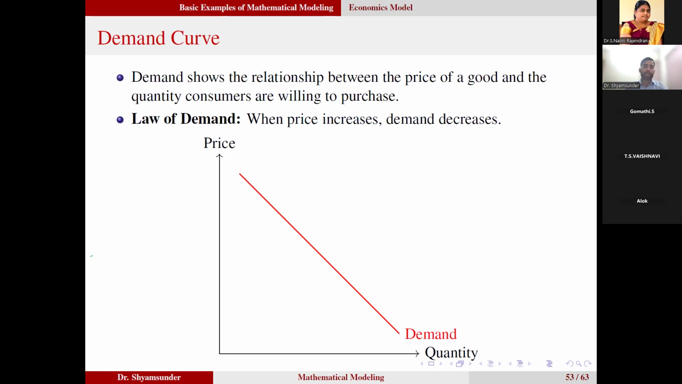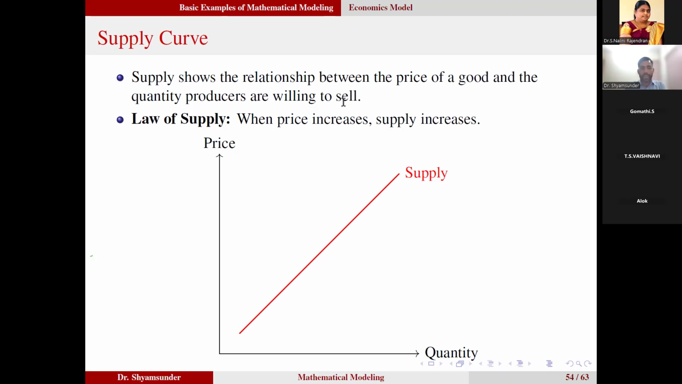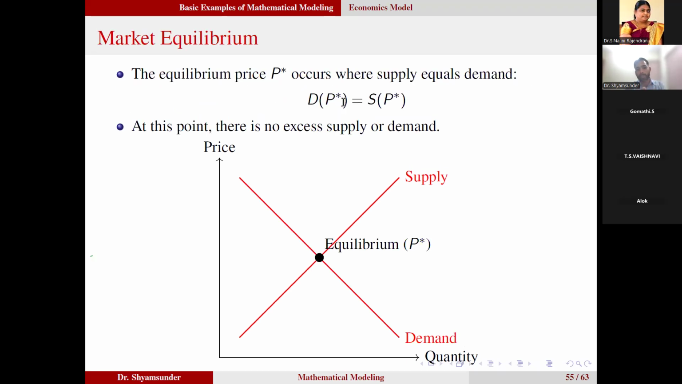Then the demand curve, the law of demand: if the price increases, then demand definitely decreases. The demand shows the relation between the price of a good and the quantity consumers are willing to purchase. Second is the law of supply, and third is the market equilibrium point.